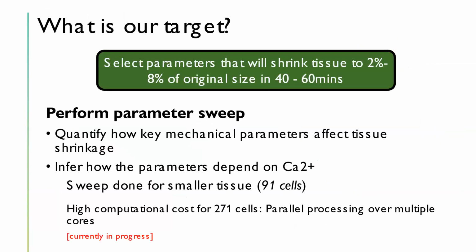So what is our target? We want to select the parameters that will shrink the tissue to 2 to 8% of the original size in 40 to 60 minutes, which is the time frame for the apical constriction during the final stages of the NTCR. We go about doing this by performing a parameter sweep and quantifying how the key mechanical parameters affect tissue shrinkage, and that gives us an idea of how the parameters depend on calcium. The sweep was done for smaller tissues with 91 cells because there's a high computational cost for the higher cell counts. It's currently in progress because the parallel processing was implemented very recently, so I'll have new results soon.